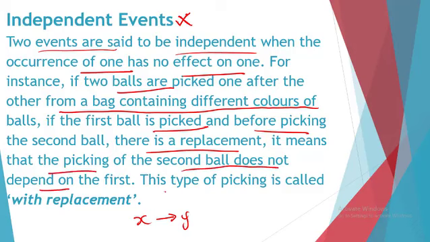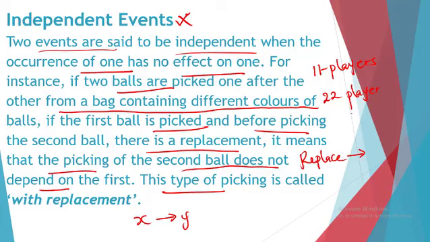So this type of picking is what we call with replacement. We talk of it as probability with replacement. Let's talk of a football team where we have 11 players from both sides, making a total of 22 players. Now if a player is not performing well, then the next thing to do is to substitute him or replace him with someone else.